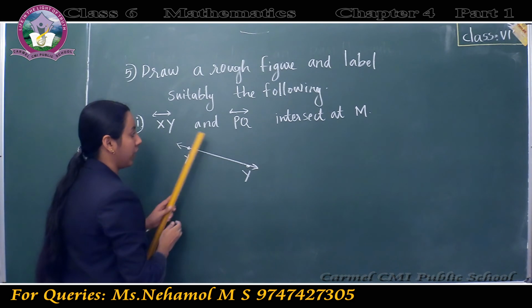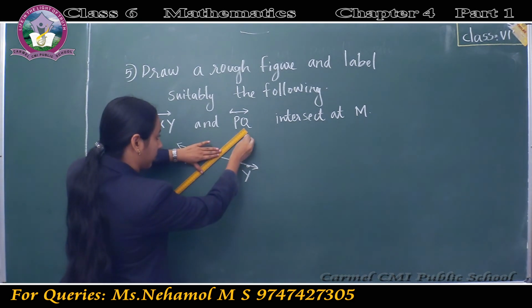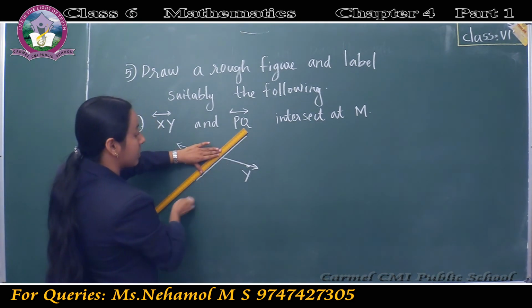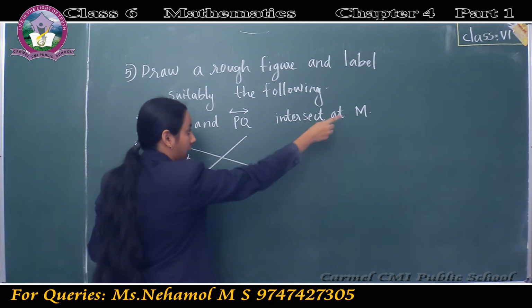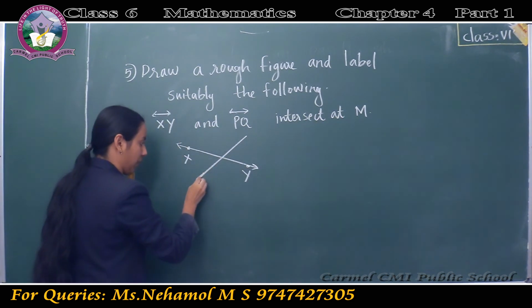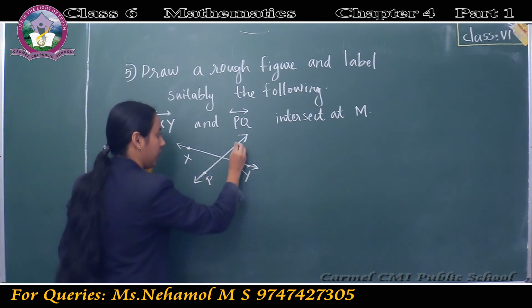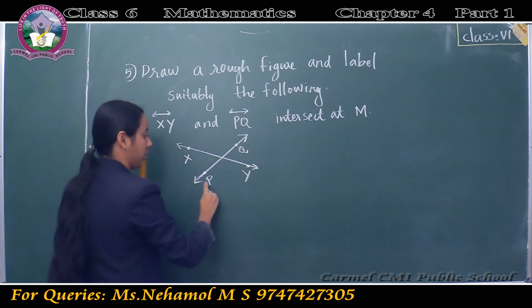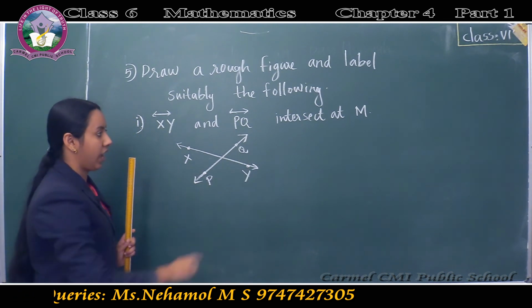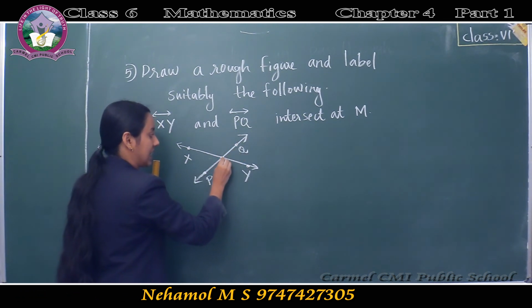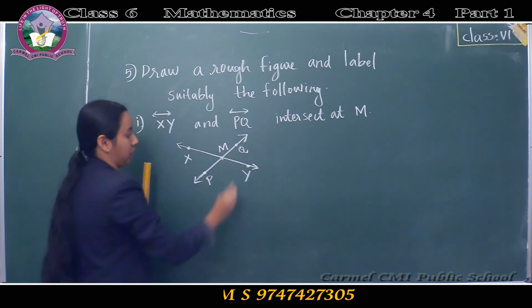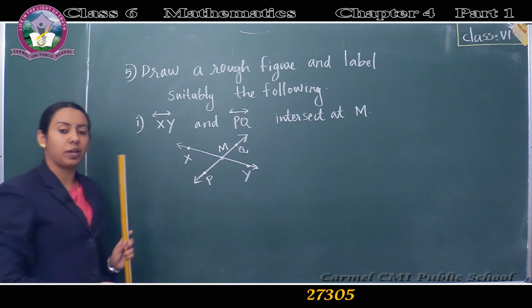Then draw line PQ. Since they are supposed to intersect at M, we have to draw this way. Then this is line PQ, and they are supposed to intersect at a point M. So this is the required answer.